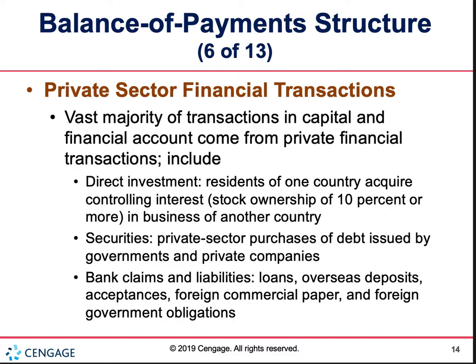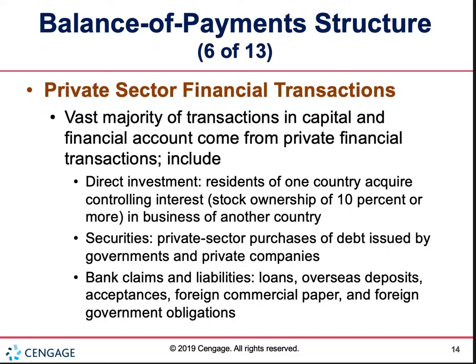So direct investments occur when a resident of one country acquires controlling interest. Now, the stock ownership has to be 10% or more. That's one of the key requirements. And this has to be in a business of another country. So if you invest in a country such as Mexico, you have to own 10% of their stock.